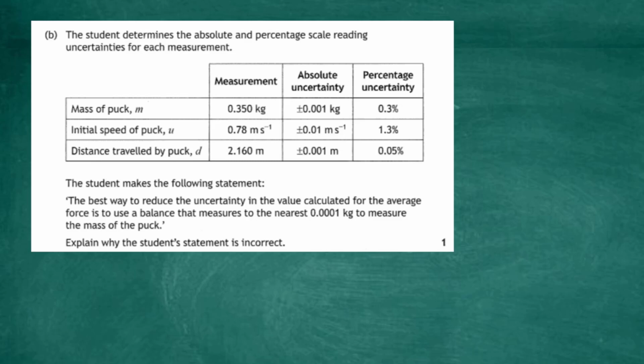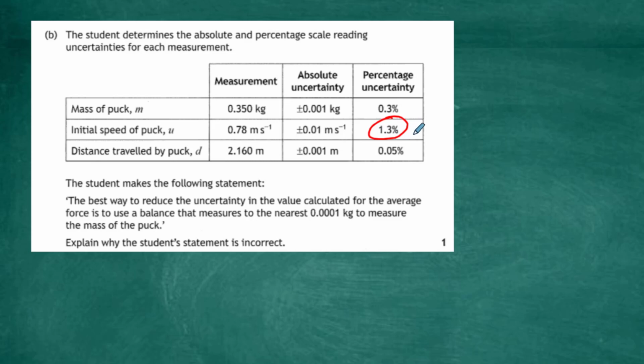Well, if you look down the percentage uncertainty, you can see that it's the initial speed of the puck which we're going to use as the overall percentage uncertainty in our value calculated for the average force. That's the one we're going to use here because that's got the biggest uncertainty. If the student goes ahead and works with a balance that measures to the nearest 0.0001 kilogram, then the absolute uncertainty is going to decrease by another tenth, and the percentage uncertainty will decrease as well, but that's not going to affect the overall percentage uncertainty which we're going to use for the experiment. We always use the biggest one, which is this one here. This is by far the biggest one.